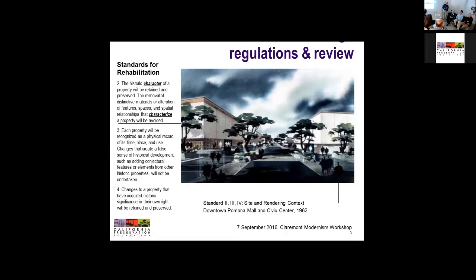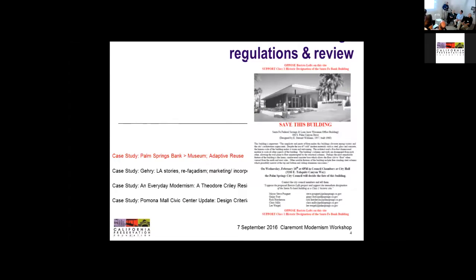This is sort of a teaser for it, but in this case it's Pomona's Downtown Mall and Civic Center from 1962. And the point of this is that it's not only the site and making a downtown mall, but the rendering almost places this in the modern era context as much as anything else. Our opening project here, and this is sort of giving away the show, was already saved, but this is how probably many people, and I would be one, first heard about this building: a Save This Building campaign from about 10 years ago.